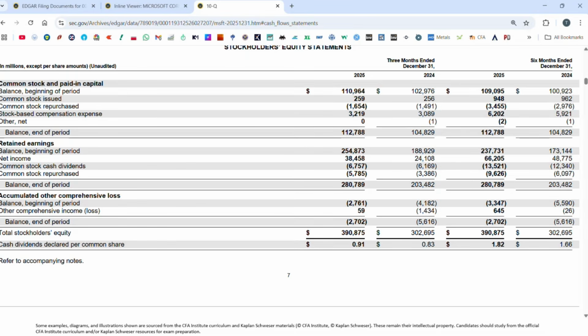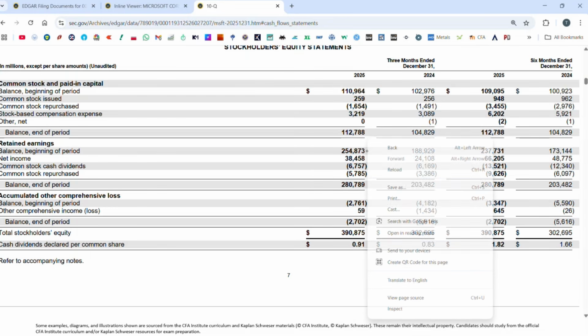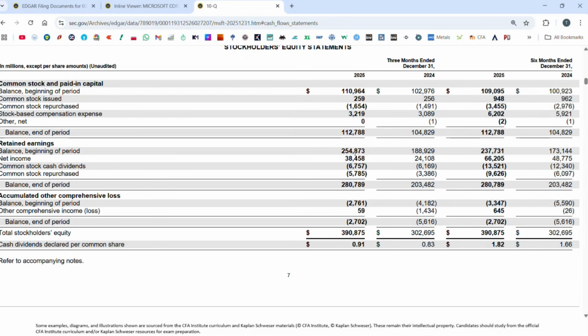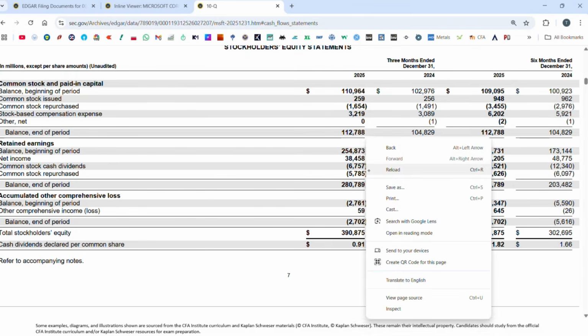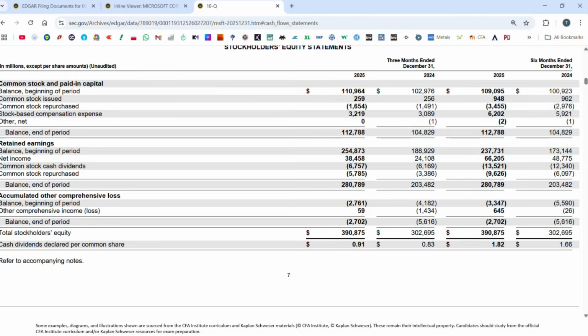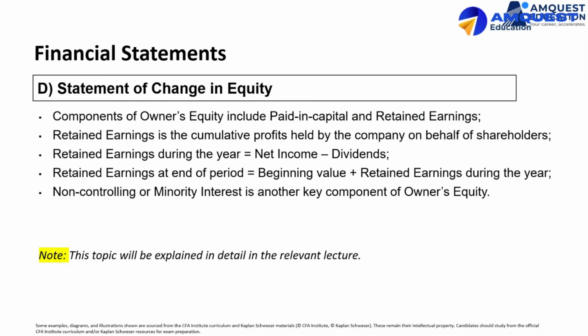You can do the same thing for retained earnings. I started the year with 2 lakh or 254,000. Then I added this year 38,000 of profit. Then 6,700 was paid as dividend and 5,785 was common stock repurchased. So you're looking at the closing figure 280,789. The idea is all these statements help us reconcile. They help us understand why the change happened, right?